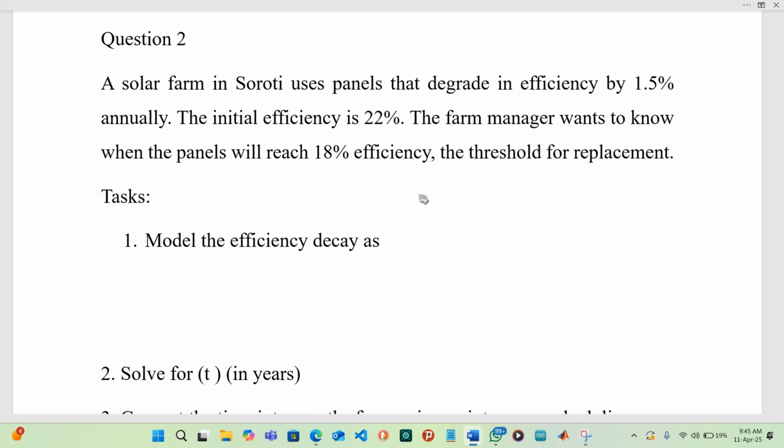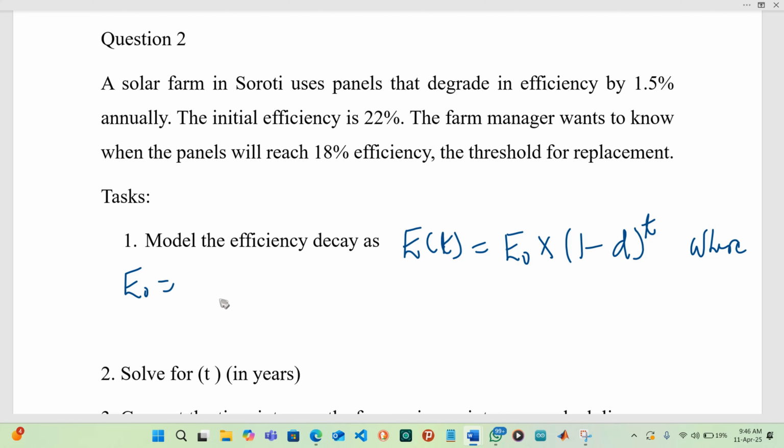Task 1, model the efficiency as E of t equals E naught times (1 minus d) power t, where E naught is 0.22, that is from the 22%, and d is equal to 0.015. So that is the model that predicts the efficiency decay of the solar panels.